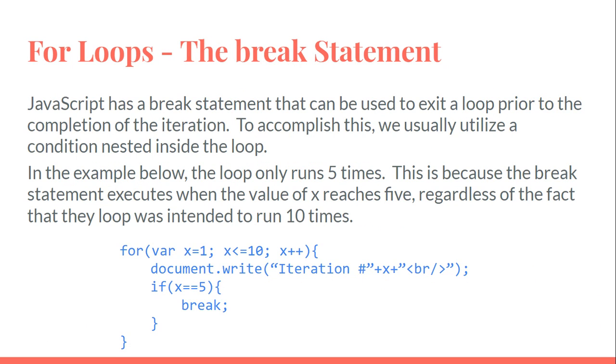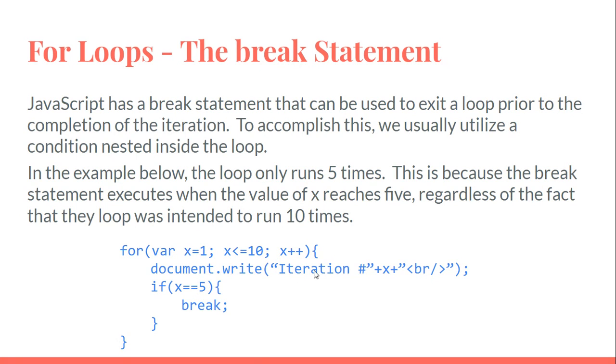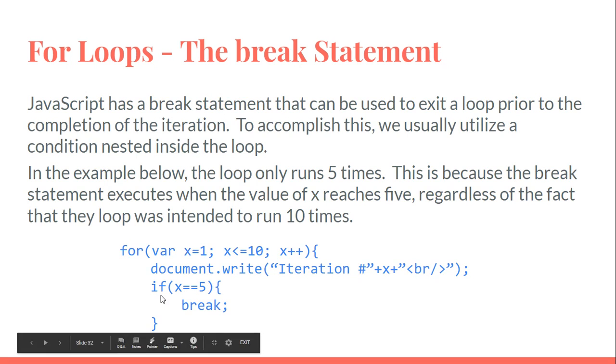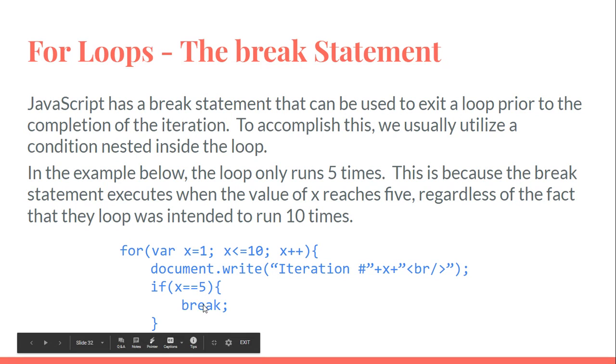All right, one last thing, the break statement. JavaScript has something called a break statement that we can use to get out of a loop prior to the completion of the loop. So down here, you'll see that I've got a loop set to run 10 times, 1, 2, 3, 4, 5, 6, 7, 8, 9, 10. And each time I'm just going to say iteration number and output that value. Inside of it, I wrote a condition that says if x is equal to 5, break.